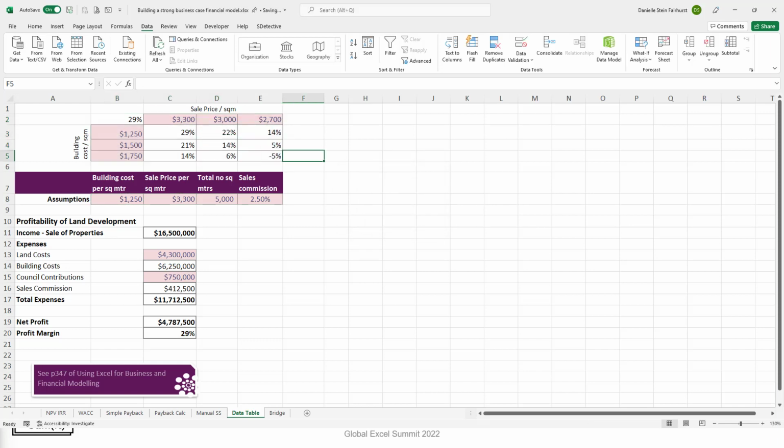Say okay. And that is going to give us all of the possible outcomes simultaneously in a single table. So that is, I think, perhaps a better method of scenario analysis.